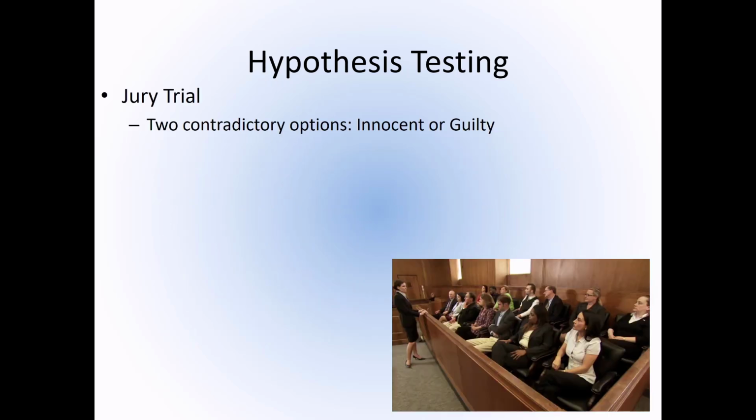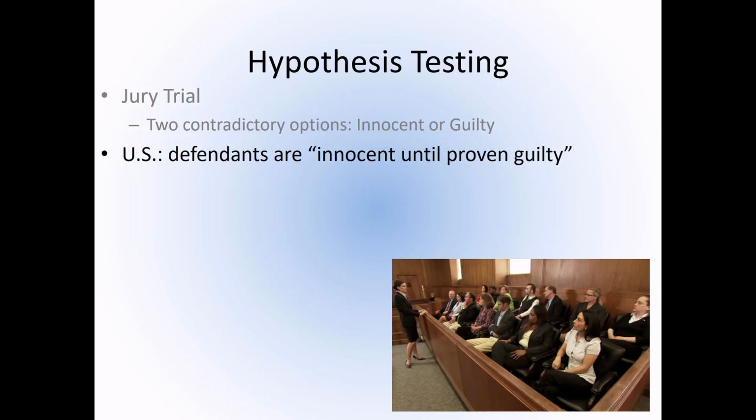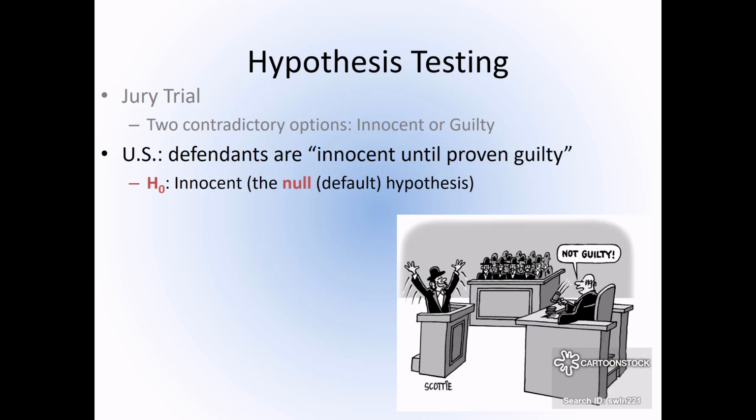So let's think about something that might be familiar to us based on probability theory: jury trials. In a jury trial, there are 2 potential outcomes. Either the defendant is innocent or the defendant is guilty. And in the United States, the default of the court is that the defendant is innocent until that person is proven guilty. This assumption of innocence is our default hypothesis. In science, we call it our null hypothesis, denoted by H naught, and this is what we are testing against in the jury trial.